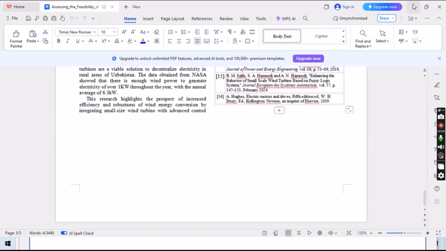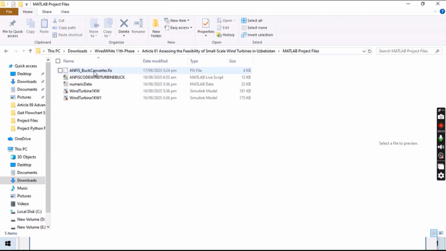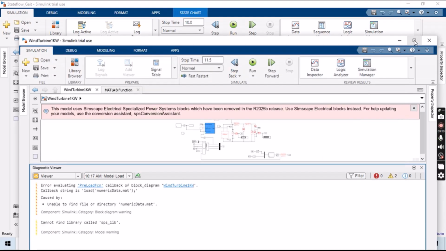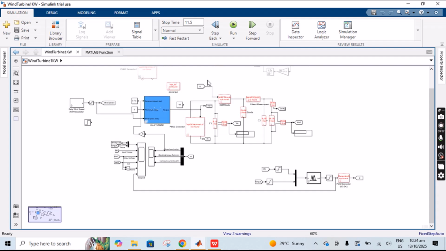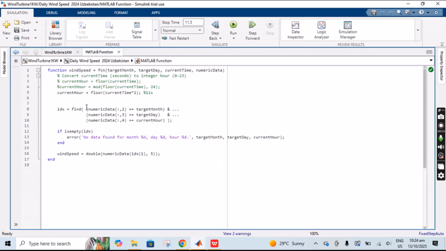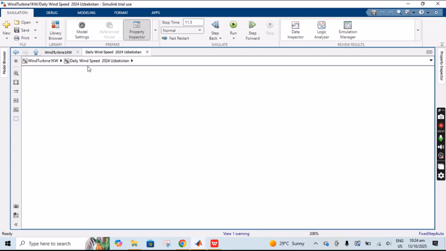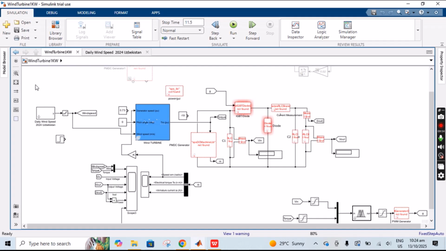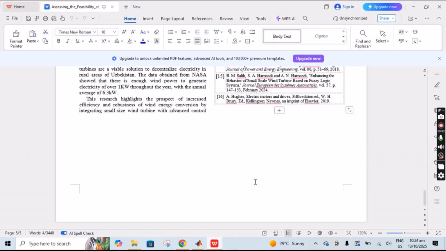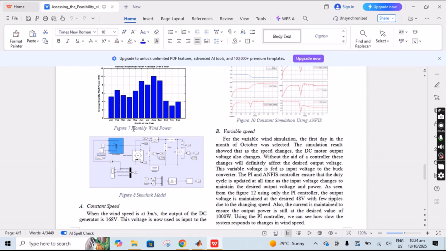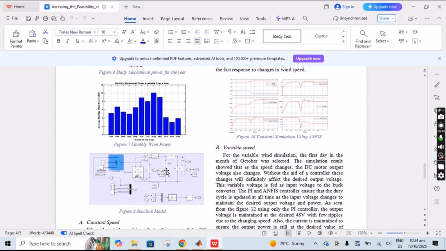Let me also show you the MATLAB files, which include the wind turbine for 1 kilowatt. This is the MATLAB model I have opened for you, and this is the MATLAB function used in it. For the daily wind speed of Uzbekistan, this is the MATLAB function used, and this is the MATLAB Simulink model. This is the complete model and everything is added.